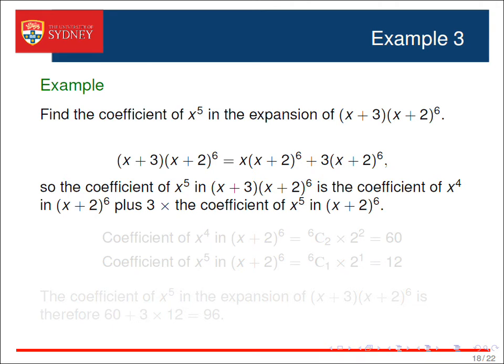One general term is a term with x to the power 4, which multiplied by x will result in containing x to the power 5. The other general term is a term with x to the power 5, which multiplied by 3 will result in 3 times the coefficient of that term. So that means we can just add the coefficients of x to the power 4 from the expansion of x plus 2 to the power 6, and 3 times the coefficient of x to the power 5 from the expansion of x plus 2 to the power 6.